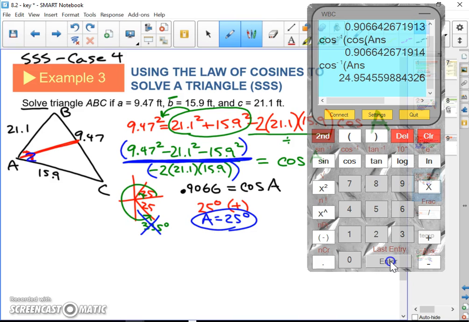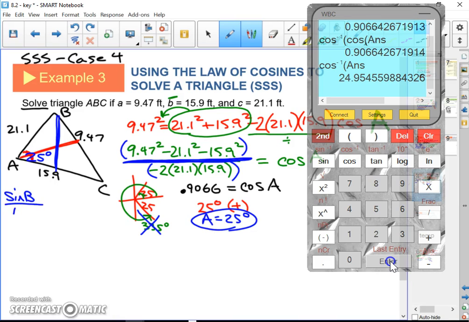And so I might go ahead and label my picture with the 25. And then we're going to have to do law of sines to figure out the next angle. Remember what I said though. When you've got your choice of either B or C, pick the smaller of the two angles. So which angle is the smaller remaining angle? B. So let's find that smaller remaining angle.